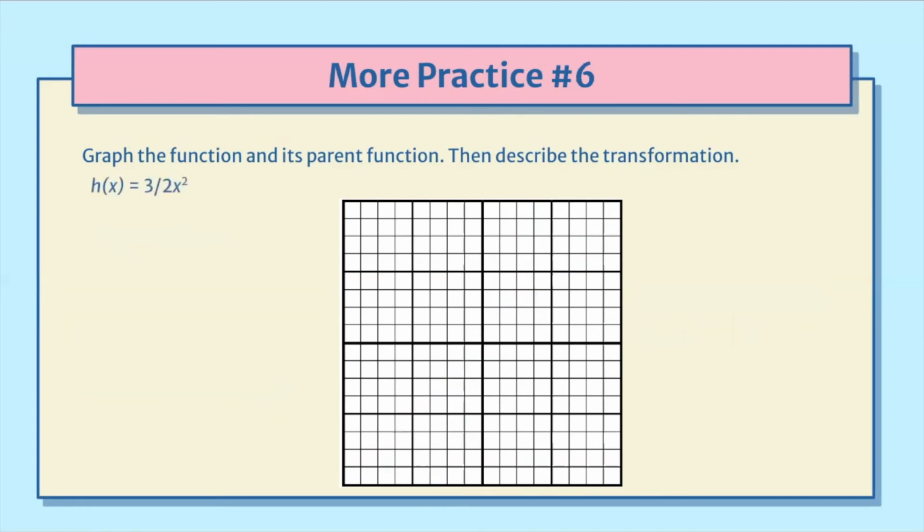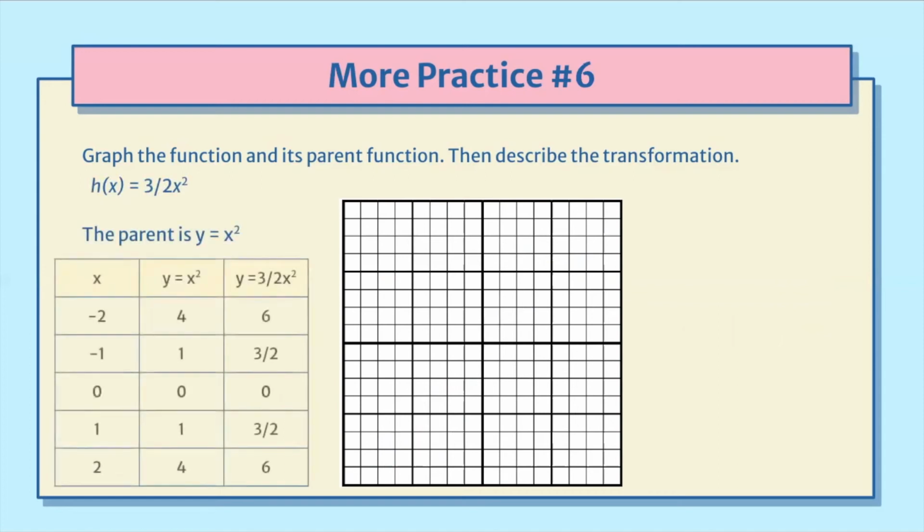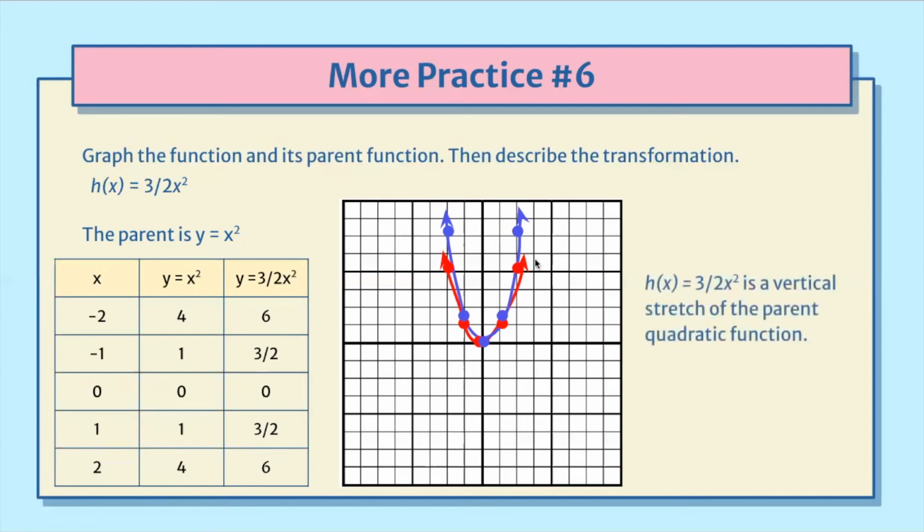Now we have h of x equals 3/2 x squared. Parent is the quadratic function. Here are the points. From the equation, we can see that h of x will be a vertical stretch because 3/2 is greater than 1. Here is the parent function, and then here is the transformed function. Since it's a vertical stretch, we can see that it's getting further from the x-axis. So we can say that h of x is a vertical stretch of the parent quadratic function.